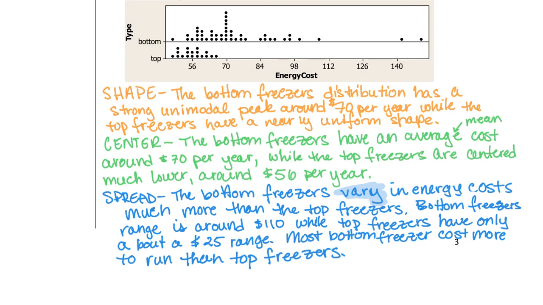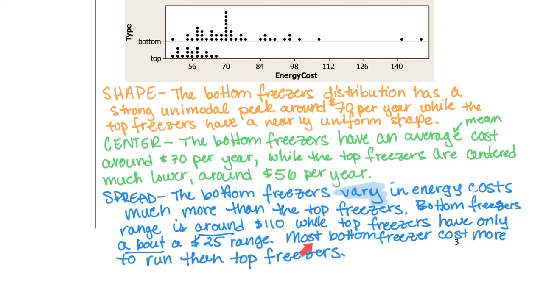So make sure you use words like around, about. I think I have an about in here. I did the same thing for the top freezers. I said this was about 65, and if I'm making that 40, then my number is $25.